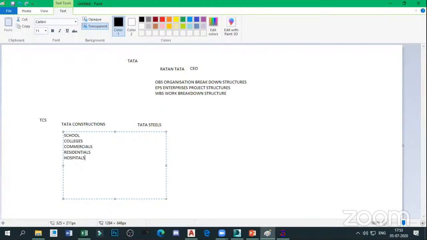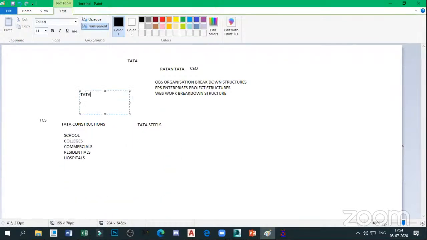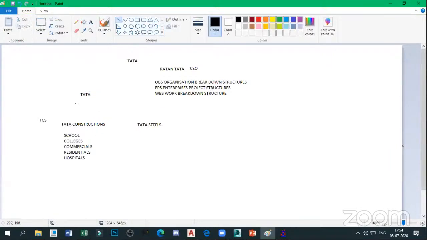Hospitals, etc. These are all the construction activities for Tata. Tata is split into Tata Constructions, Tata Steels, then Tata Consultancy Services. In Tata Constructions particularly, they are constructing school buildings, colleges, commercial buildings, residential buildings, then hospitals. They are constructing in different locations now.